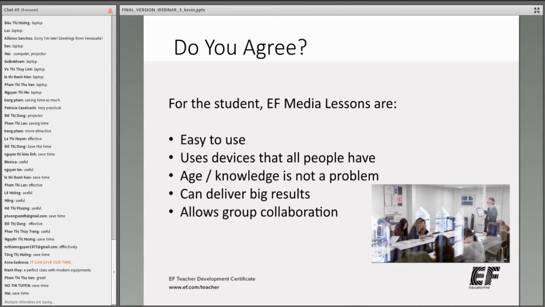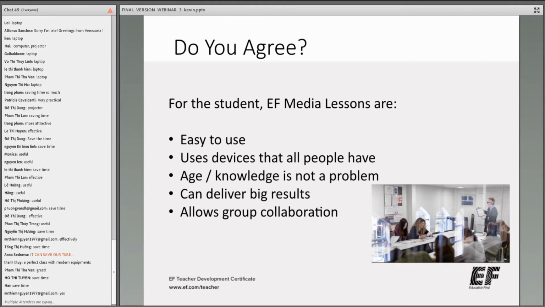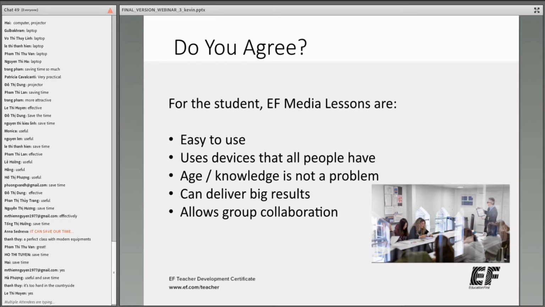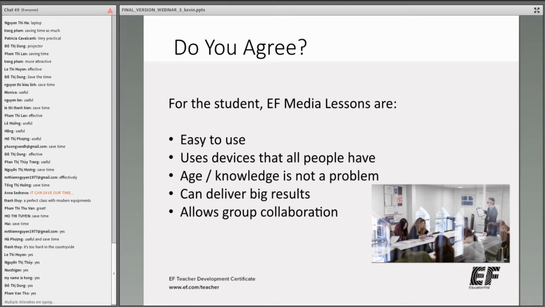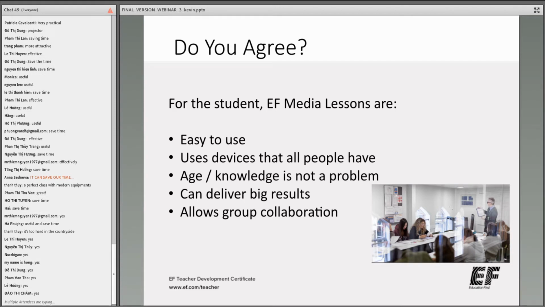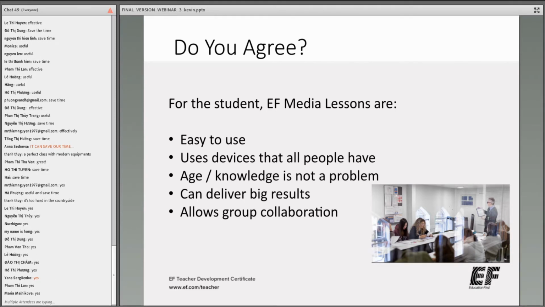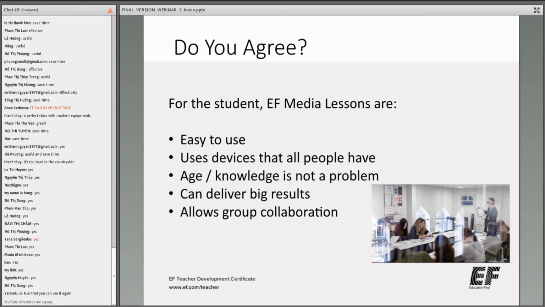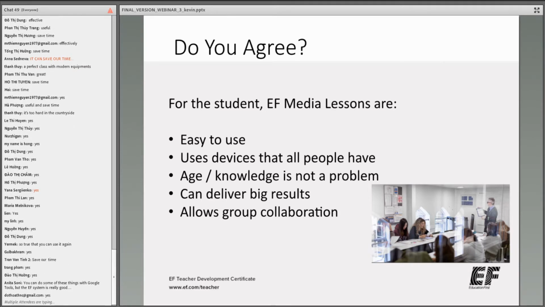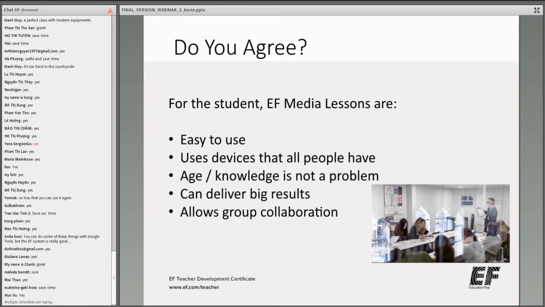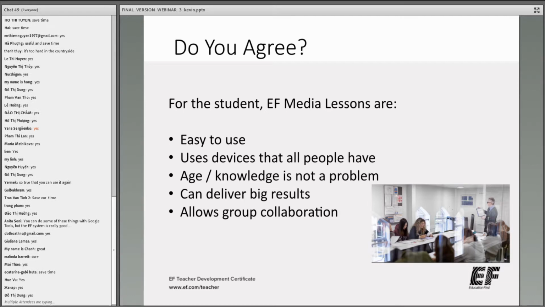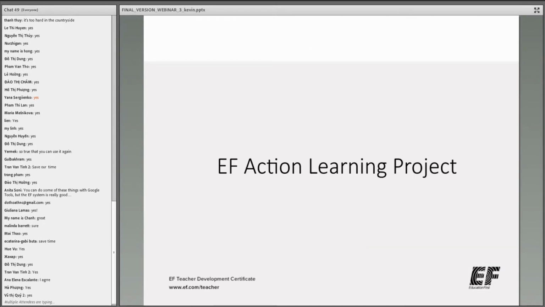So, it's easy to use? Yes. It's shown directly in the classroom. It uses devices that the people have. Age or knowledge is not a problem. Yes, it can deliver big results, and it allows for group collaboration. So again, the technology checklist, and as you can see, everyone is saying yes to that.